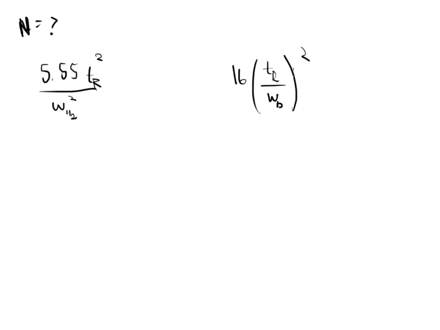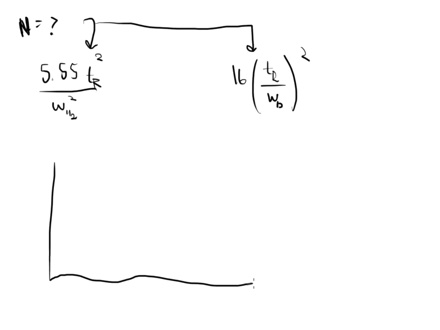The first one is 5.55 times the retention time of the component squared, divided by the width W1/2 squared. And the other equation is 16 times the retention time squared, divided by the width W sub b squared. Now, the question is, why do we need two equations? And I think that by looking at the equations, you'll know quickly why we need two of them.